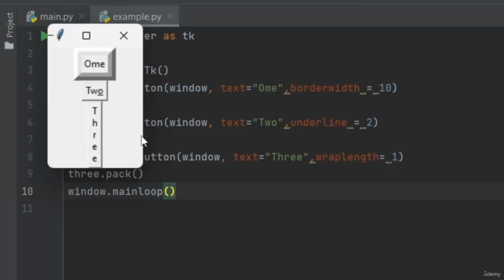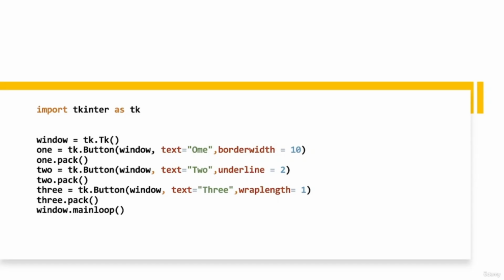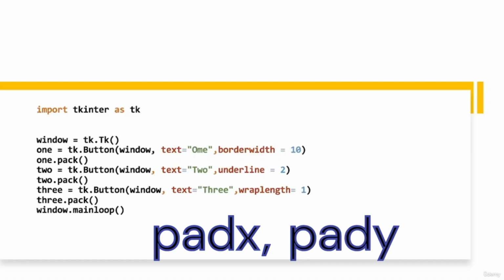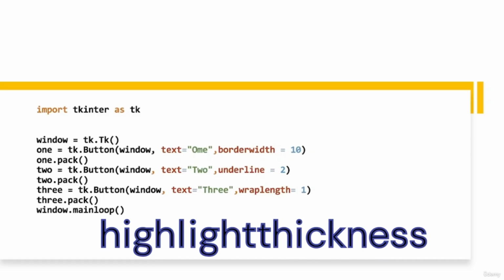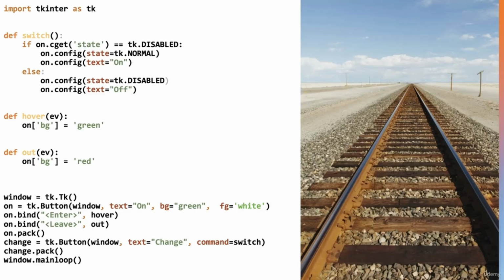Other properties that can be used along with our button widget are padx and pady, which set the width and the height of an additional empty space around the widget. And we also have the highlightthickness property, which sets the width of an additional frame around our widget when it gains focus. Now we will concentrate on the properties of our widgets, starting with the button widget.